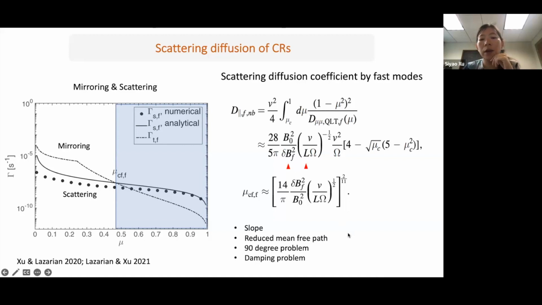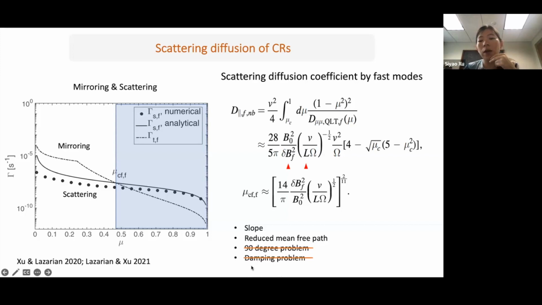And I also mentioned that because now we don't need to integrate the pitch angle change all the way to 90 degree, that naturally solves this 90-degree problem, which is a long-standing problem for the quasi-linear theory in the literature. So at large pitch angles close to 90 degree, we have the mirroring to take care of the particle motion. And earlier I showed that the mirroring can make the particle easily cross the 90 degree repeatedly. So we naturally solve the 90 degree problem.